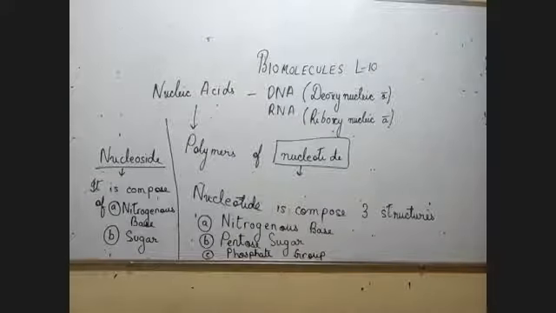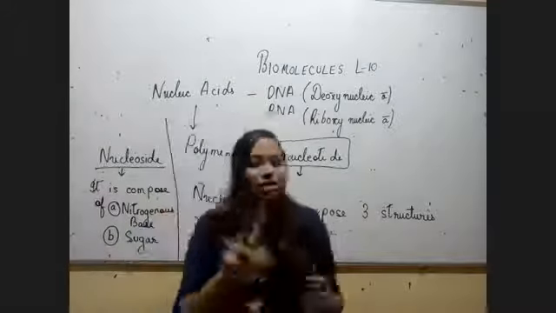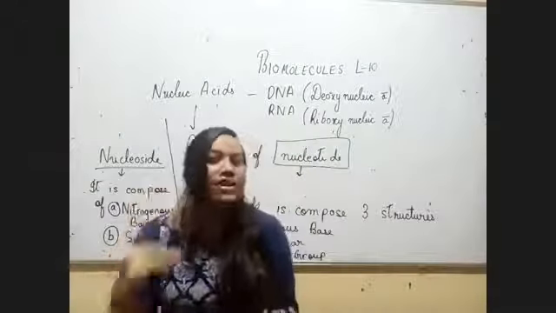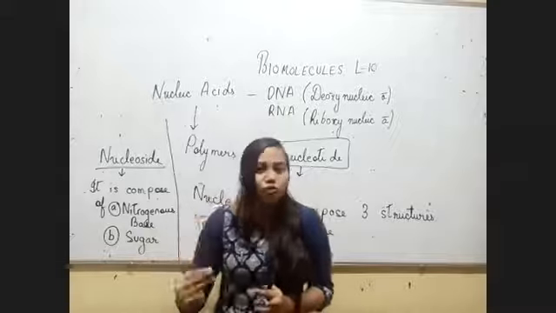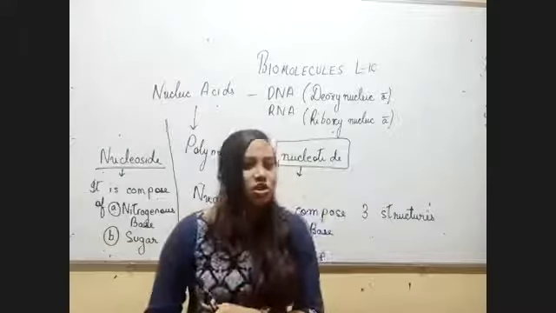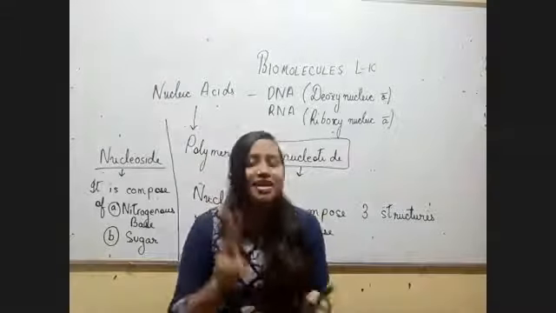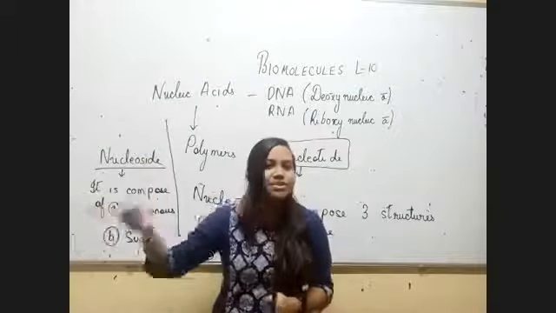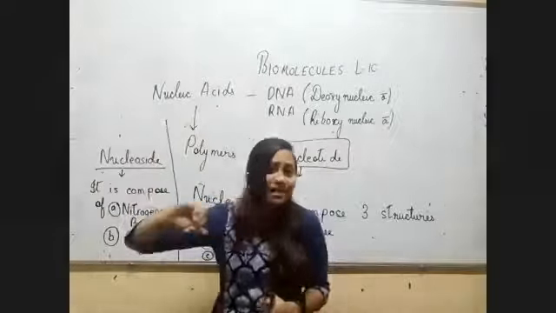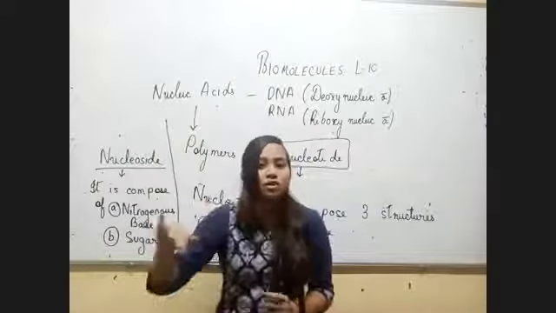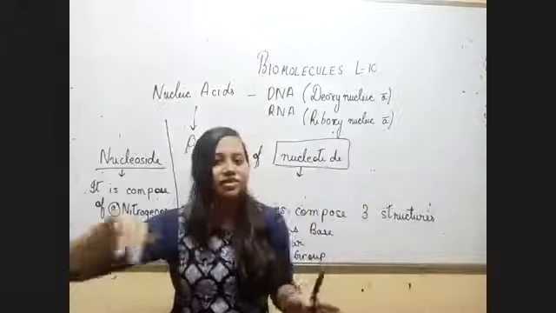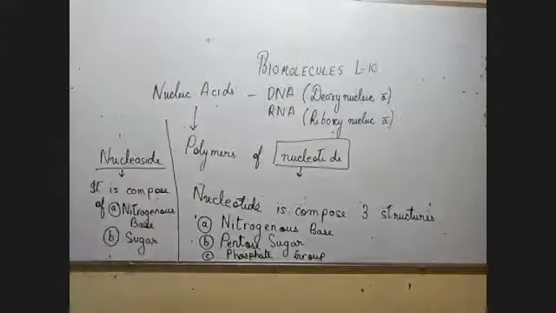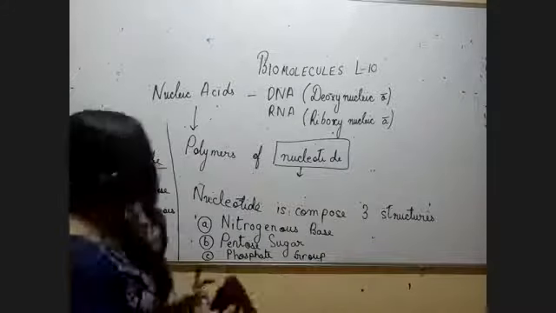So what we have discussed till now is that nucleic acids can be DNA and RNA. Nucleic acids are polymers of nucleotides. Nucleotides consist of a phosphate group, a sugar group, and a nitrogenous base. On the other hand, there is another similar term, nucleoside. Side means there is no phosphate group. Clear everyone till this point?